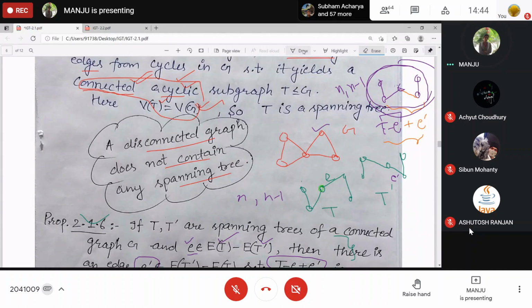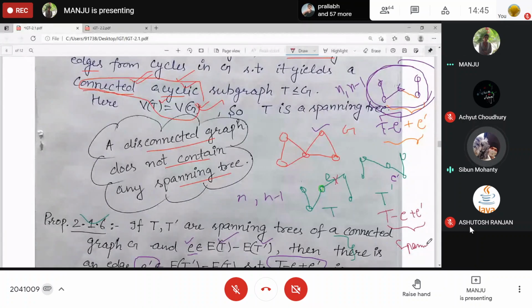So what we are doing, this one is the spanning tree and this one is the spanning tree. We are taking one edge from T that is not present in T dash. अगर हम ऐसी edge लें जो T में present है but T dash में नहीं है, and then there will be some edge which is present in T dash but not present in T, such that if we remove this E from T dash and add E dash, then will we get a connected acyclic graph? That means will we get a spanning tree again?